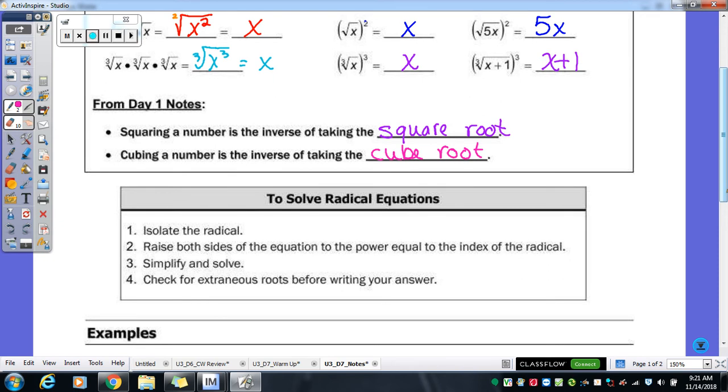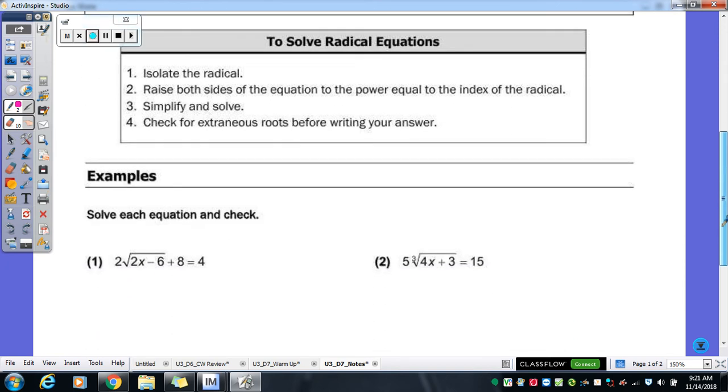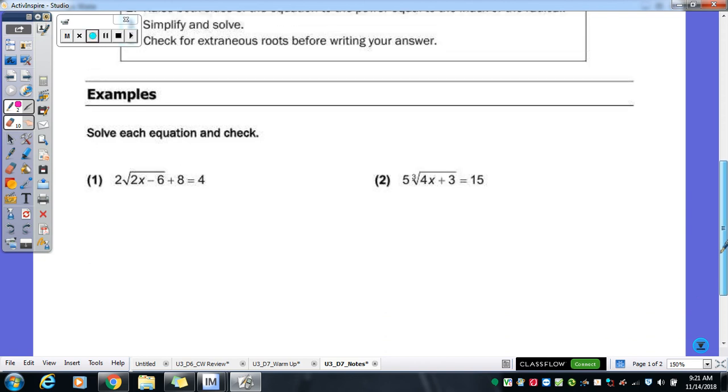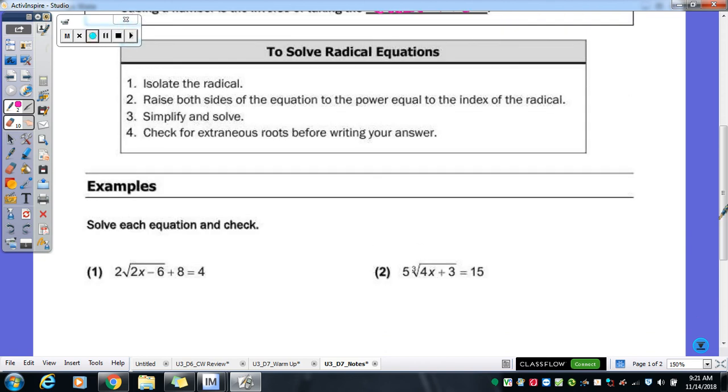So when you're solving your radical equations, you got to follow these steps here. You first want to isolate the radical, so make sure you've got it entirely by itself. And then you raise both sides of the equation up to the power equal to the index, simplify and solve, and then check your answers. With your radical equations, I'm going to sit here and say 95% of the time, an answer rejects. So you always got to check to see if it rejects or not. It's important that you check with your radical equations here.